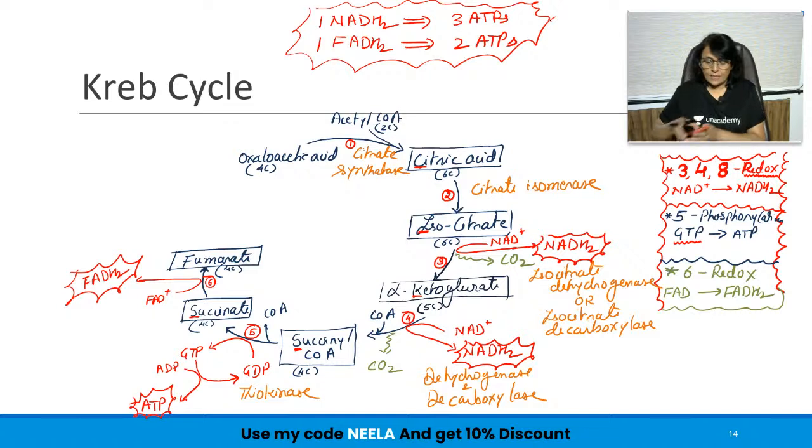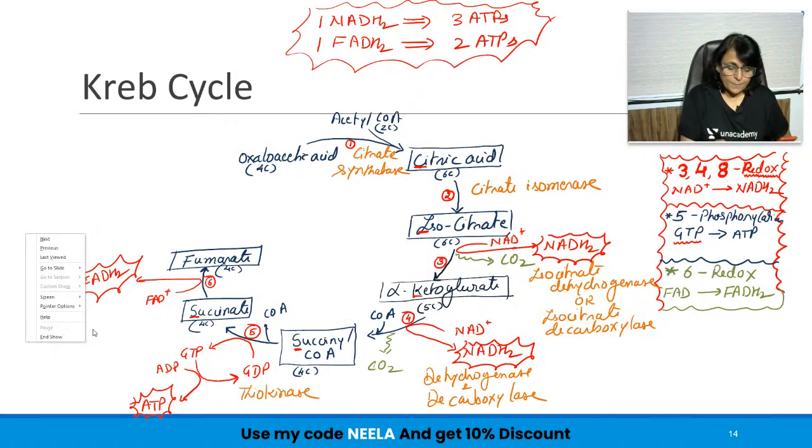Hiren has written 2 ATP. Where is this 2 ATP coming from? Which step are you talking about? Oh, okay, you were writing about FADH2. All right. So 1 FADH2 gives you 2 ATPs. Perfect. Now, what is the next step?